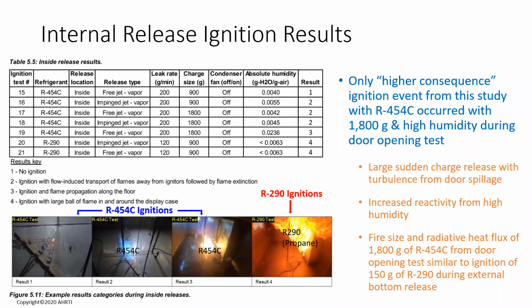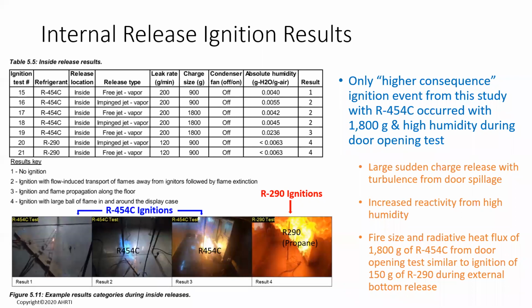You can see from the results key, the lowest severity was a result of 1 with no ignition and the result 4 being the worst with a large ball of flame in and around the display case. And again, it's a similar story. What we found with 454C when we initially did the test is either we had no ignition or we had a few seconds of flow-induced flame that went out after the refrigerant passed the igniter. So again, to try and make more of a worst-case scenario, we increased the relative humidity in the space to near 100% and repeated the worst case of 1,800 grams with 454C.